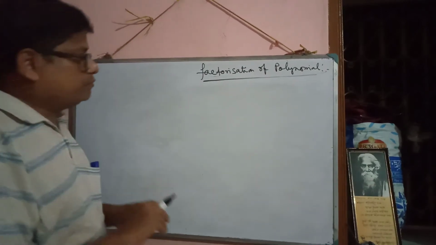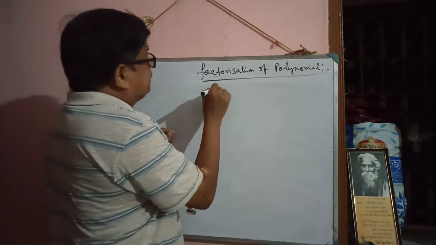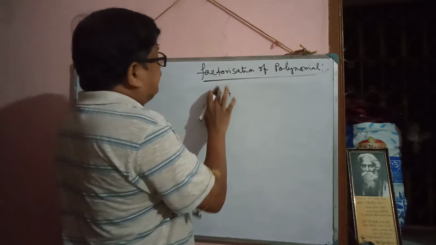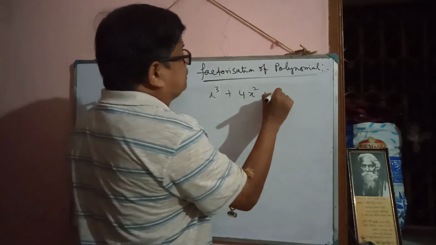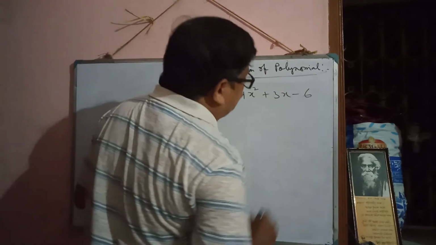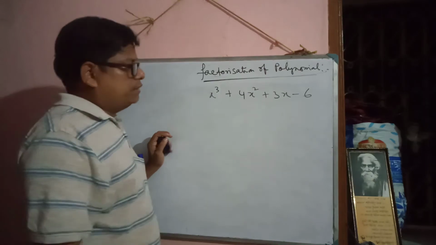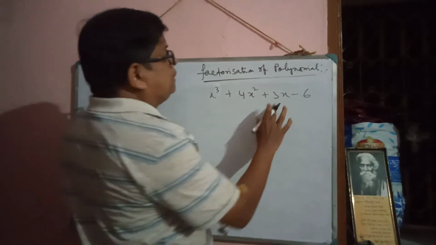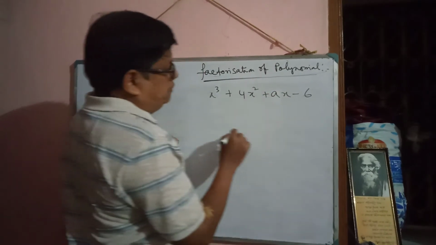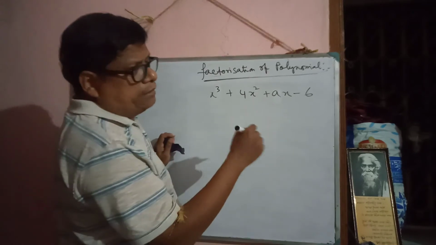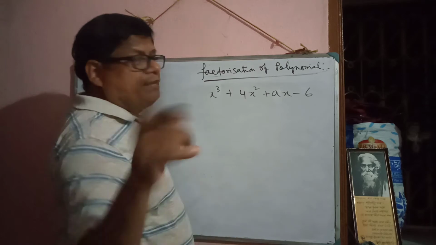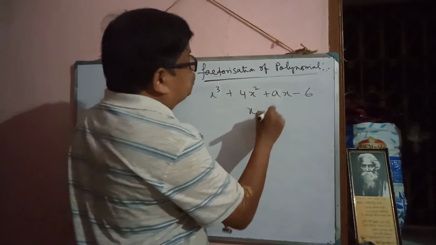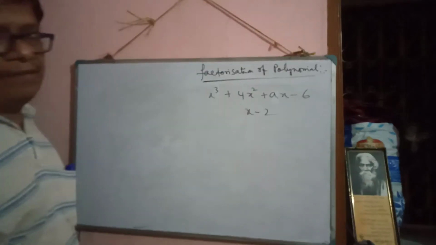Next one: suppose x cube plus 4x square plus ax minus 6 is given. Suppose it is completely divisible by x minus 2. Then find the value of a.